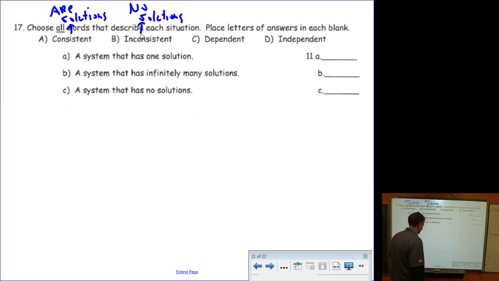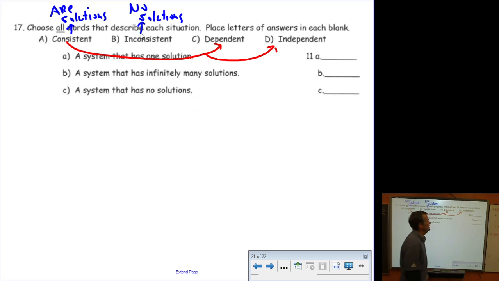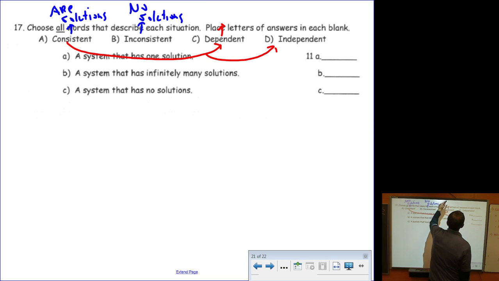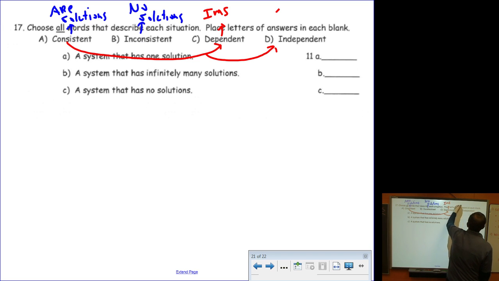All right? Now, when there are solutions, it's also one of these. When there are solutions, you might have a dependent system or an independent system. A dependent system means that they are the same lines and there are infinitely many solutions. And an independent system means you have 2 lines that cross, which means there's one solution.